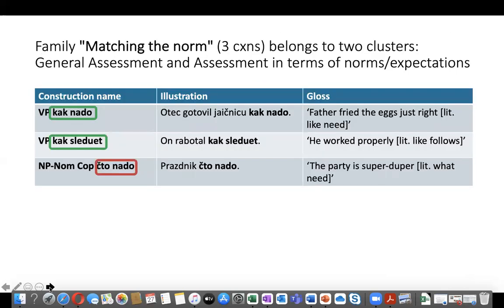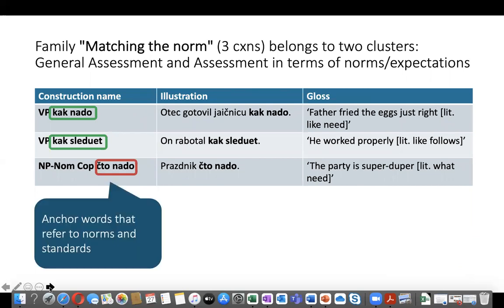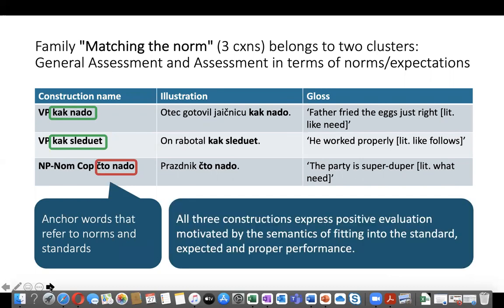One such family is matching the norm and includes 3 constructions with anchor words that refer to norms and standards, как надо, как следует, что надо. All 3 constructions express positive evaluation motivated by the semantics of fitting into the expected and proper performance.